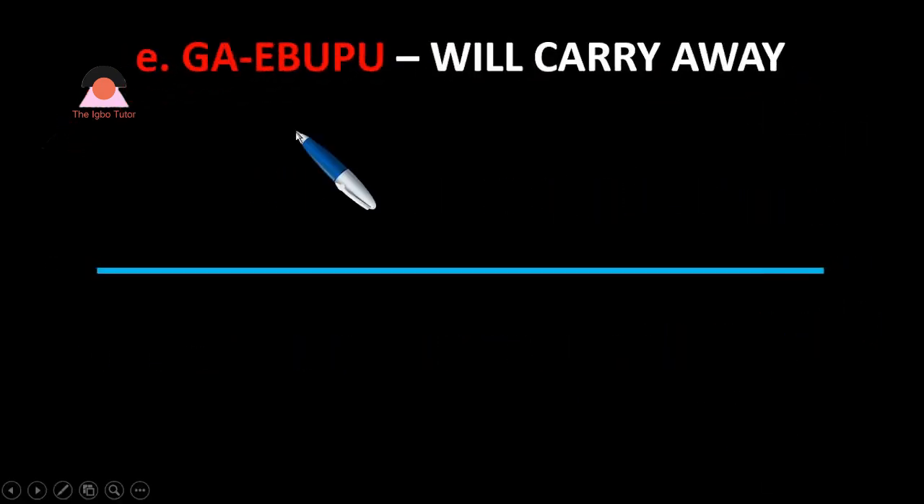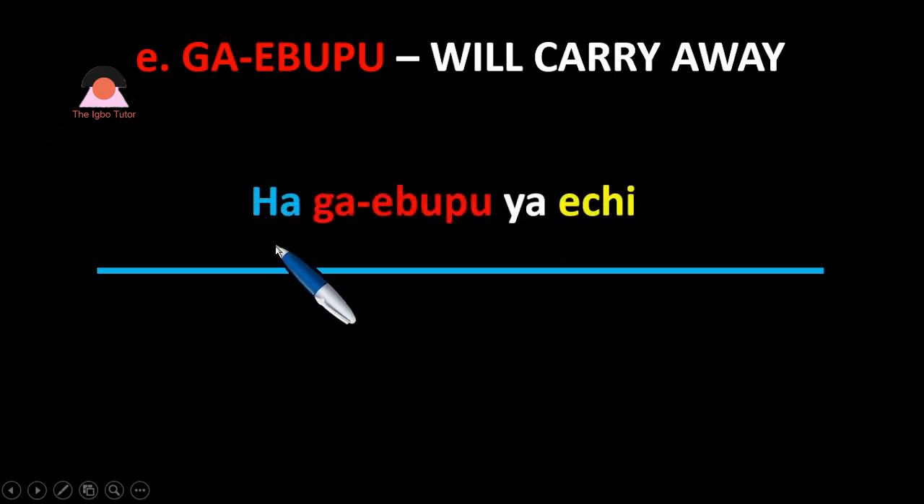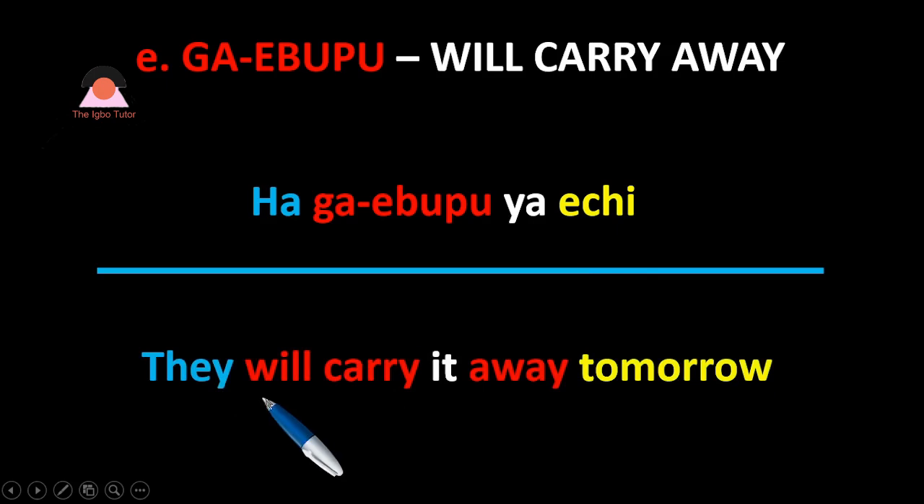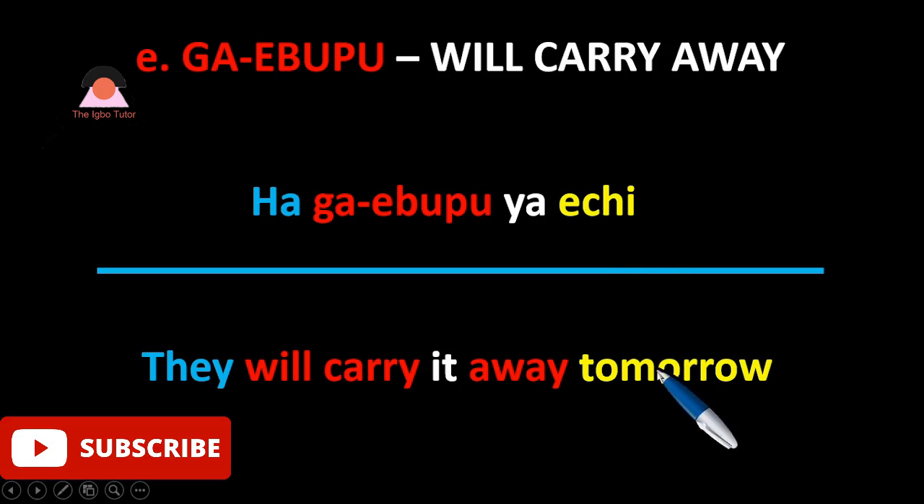We move on to ga-ebupu, which means we carry away. We have our sentence now. Ha ga-ebupu ya echi. What does this mean? They will carry it away tomorrow. Of course, from the color you can see that echi means tomorrow. Ha ga-ebupu ya echi. They will carry it away tomorrow.